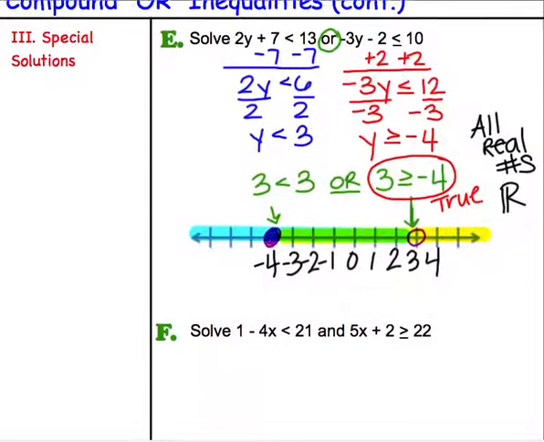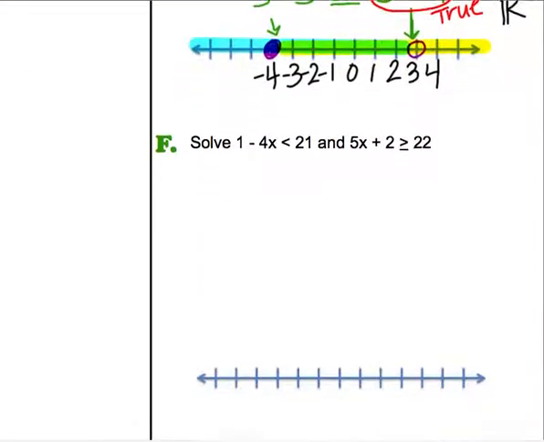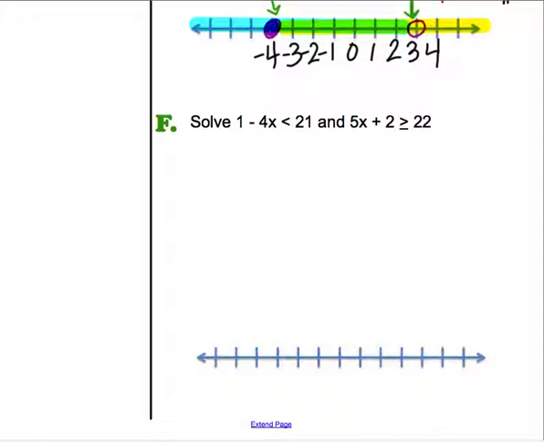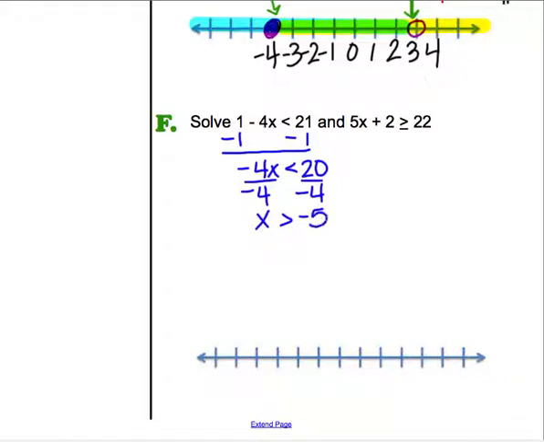Let's take a look at a special solution now for and inequalities. So we have here 1 minus 4x is less than 21 and 5x plus 2 is greater than or equal to 22. So when we solve this, subtract 1 and we get -4x is less than 20, and then we divide by -4, which is going to flip the sign, giving us x is greater than -5. Then on the other side, we subtract 2, and we get 5x is greater than or equal to 20, and divide by 5, and we get x is greater than or equal to 4.